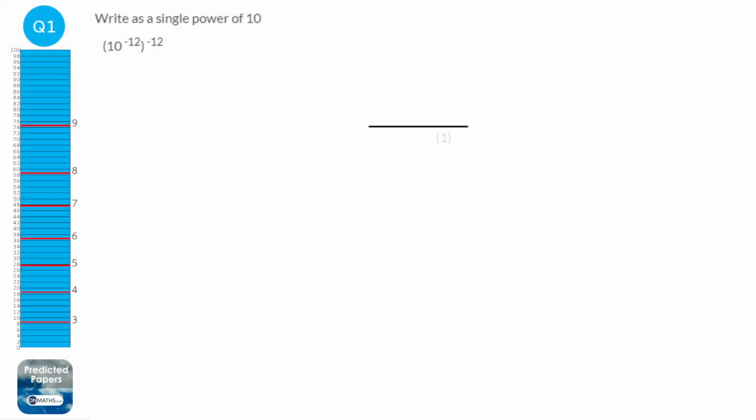So the rules of indices state that if you have a power inside and outside of a bracket, we just multiply them together. So it's 10 to the power of minus 12 times minus 12. Two negatives make a positive, and 12 times 12 is 144.